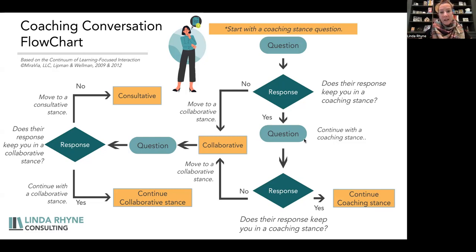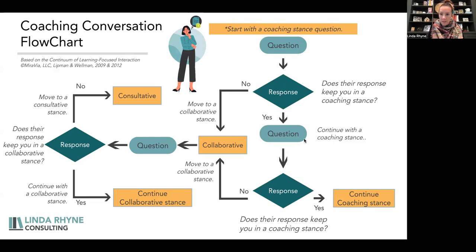But there are times that we will find that their answer actually is a really big indicator that we might need to shift stances a little bit and shift what our support looks like. Because remember, in a coaching stance, the person doing most of the work, most of the lift, most of the thinking and talking is going to be our coachee and not us as coaches. So if we find that we're having to step in a little bit more, we're shifting stances.